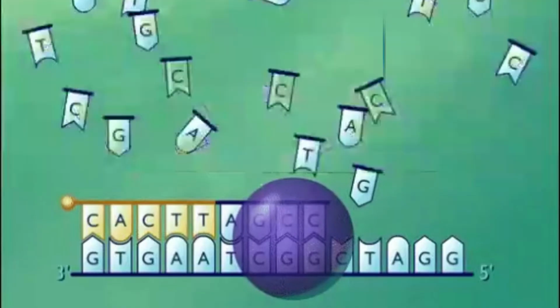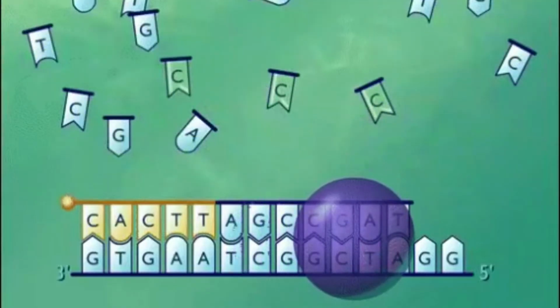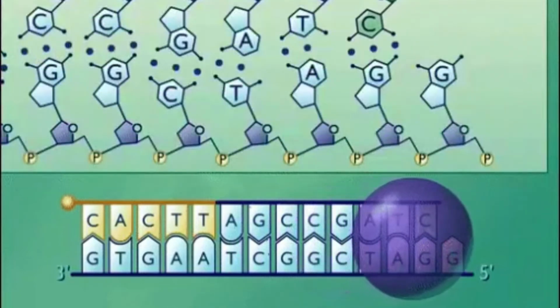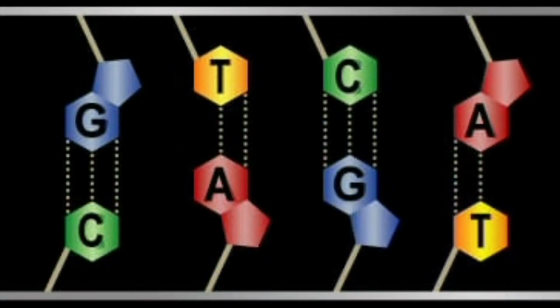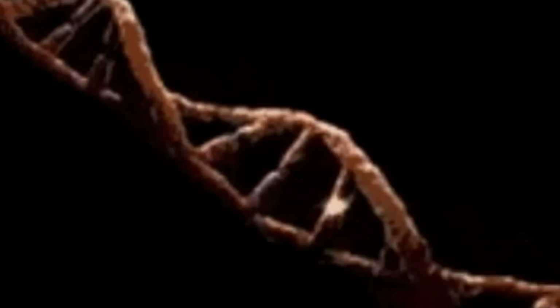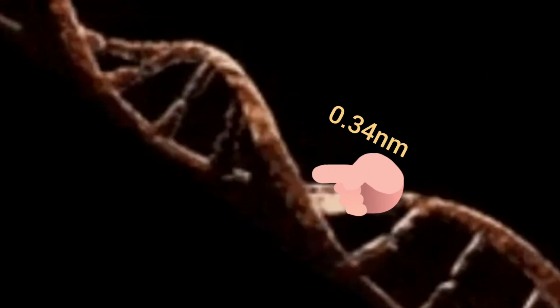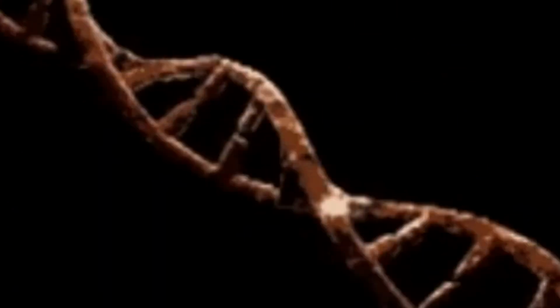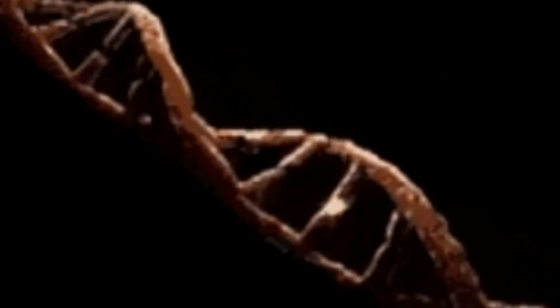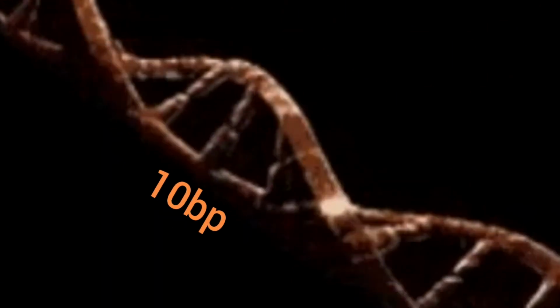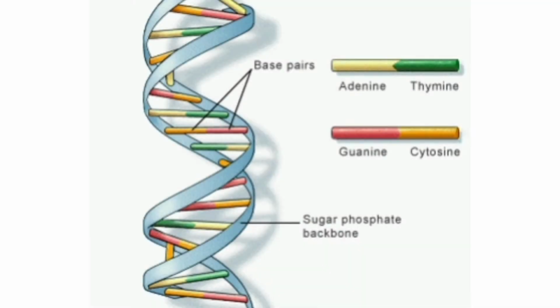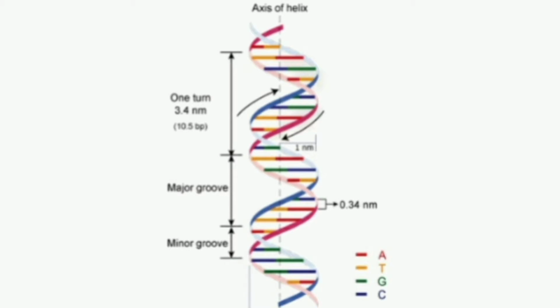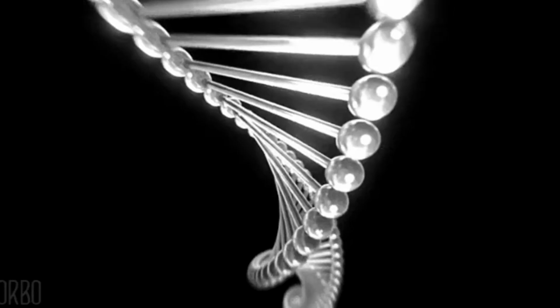The diameter of the strand is always constant. Why? Because of the pairing of purine and pyrimidine. That is, adenine is complementary to thymine, while guanine is complementary to cytosine. The distance between two base pairs in a helix is 0.34 nanometer, and a complete turn contains approximately 10 base pairs. The pitch of the helix is 3.4 nanometer, and the two strands are right-handed coiled.